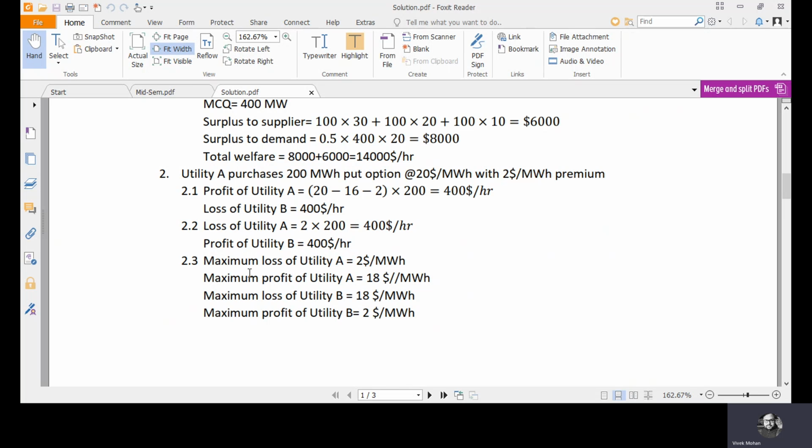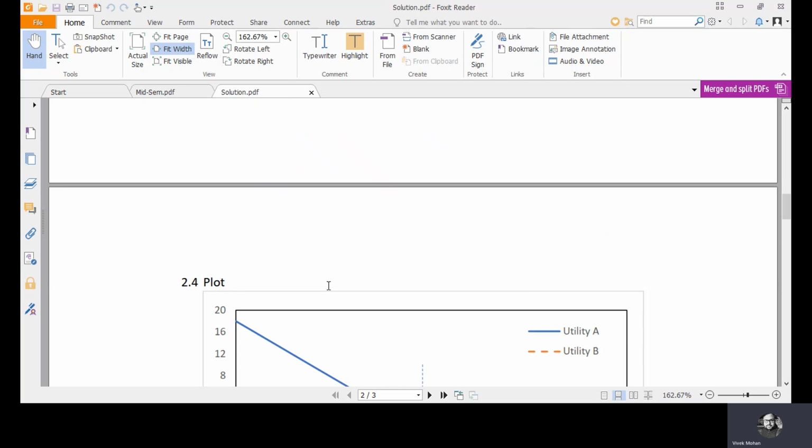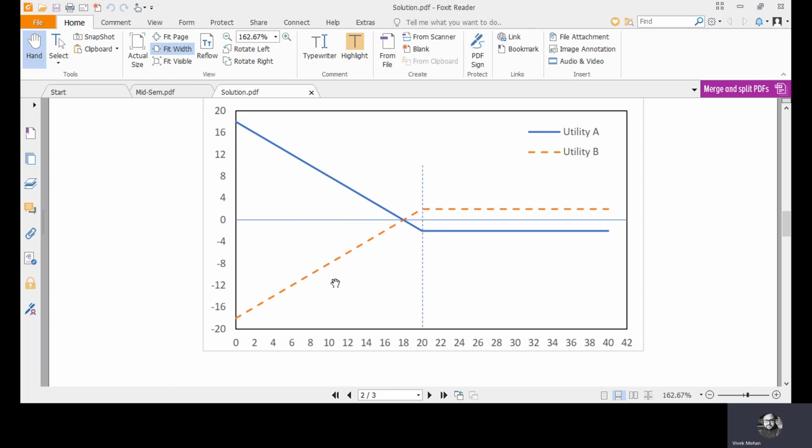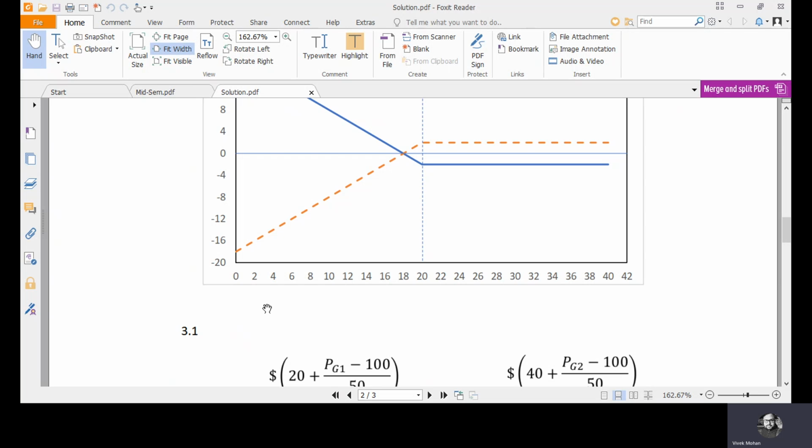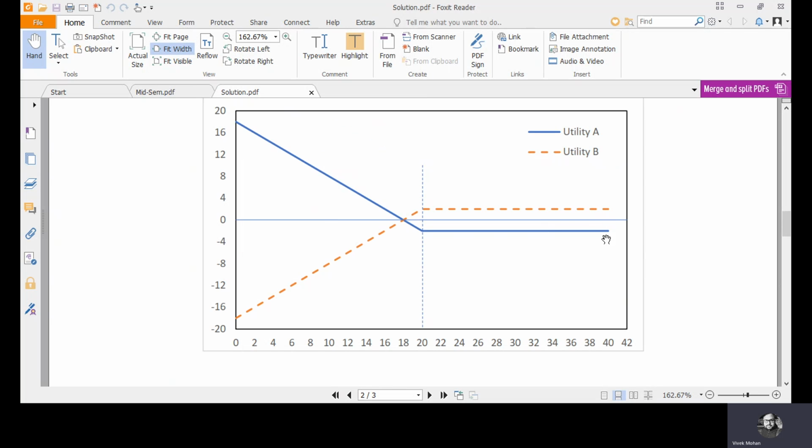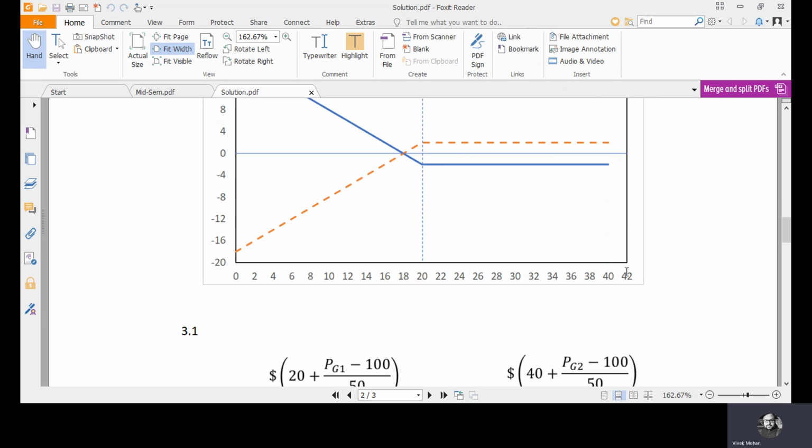Now to find the maximum loss of utility A and utility B, we need to draw the plot for variable spot price. Let us see what is happening there. Now the minimum spot price is 0, right? Minimum spot price is 0. At some amount you are going to stop it. Here it is drawn till 42. Beyond that also we can draw, but this is a constant. So the profit of utility A and utility B is finally reaching a particular value, and beyond a point it is a constant. So if it is more than 42 also, the same characteristic will continue. So we have now drawn till 42.